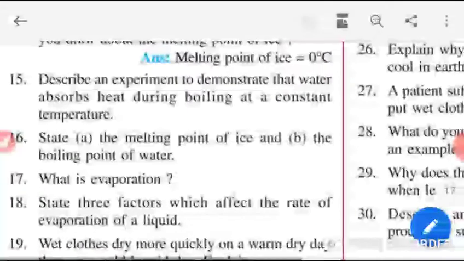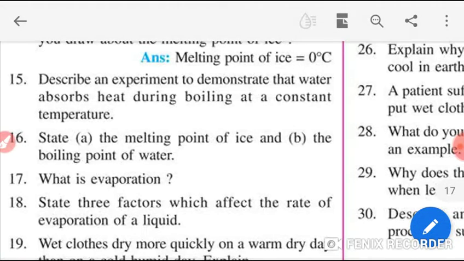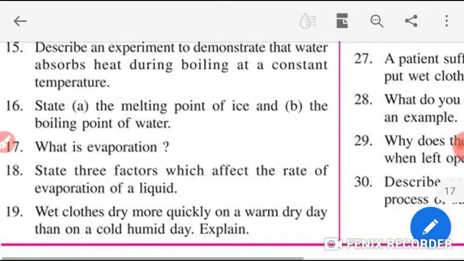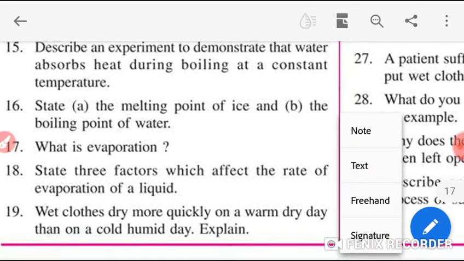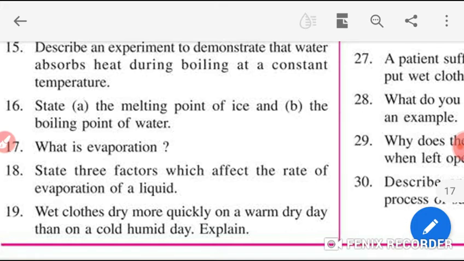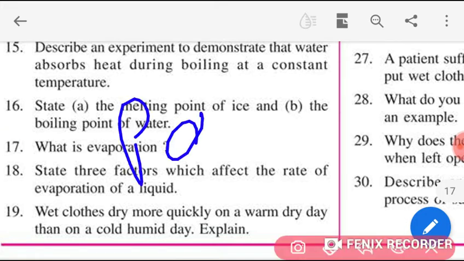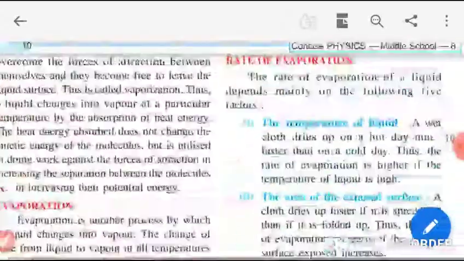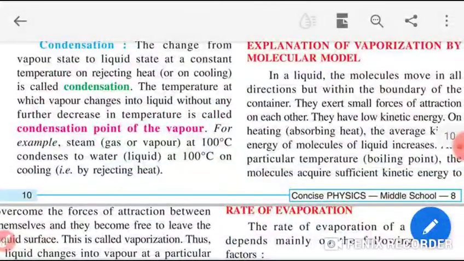So, students, let's start our chapter number 1, question number 15. Describe an experiment to demonstrate that water absorbs heat during boiling at a constant temperature. Students, you will get this answer on page number 10. So take out page number 10.